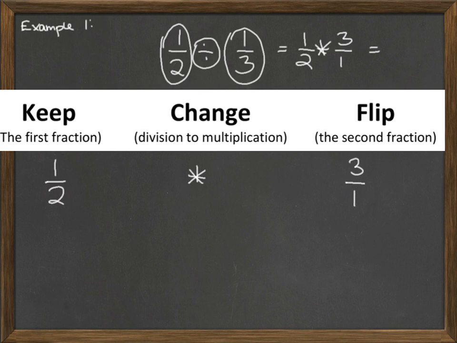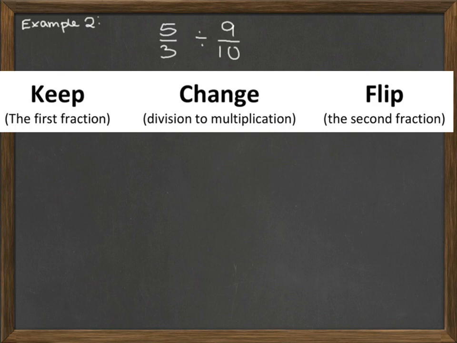Okay, so once I do that, then we're back with multiplying fractions. Hopefully you watched that video. So 1 times 3 is 3, 2 times 1 is 2. There's no reducing that, so we're done. So the final answer is 3/2. So it's as simple as that. Keep, change, flip. Just make sure you remember what we're talking about when we use those words.